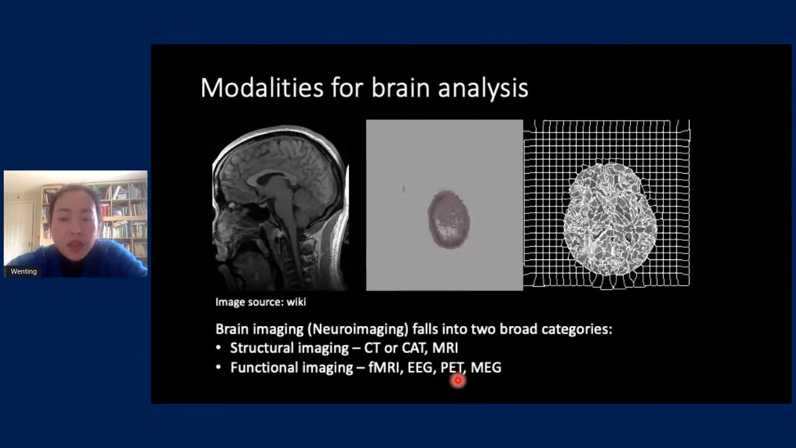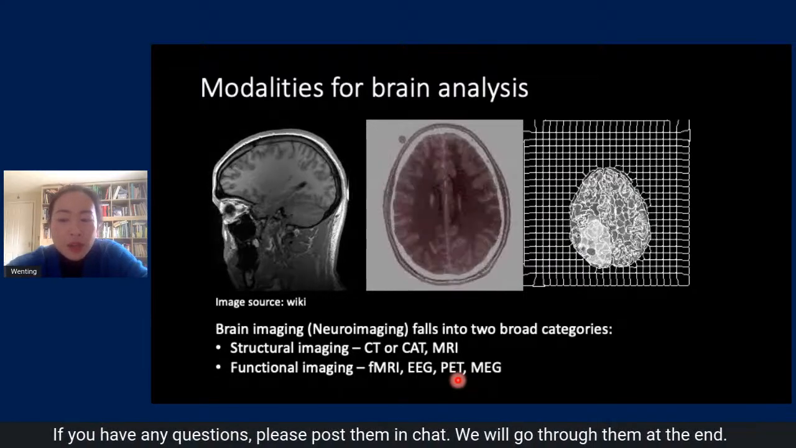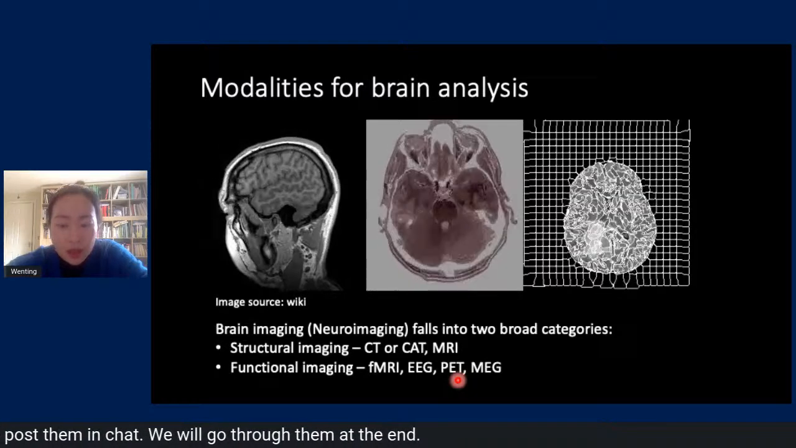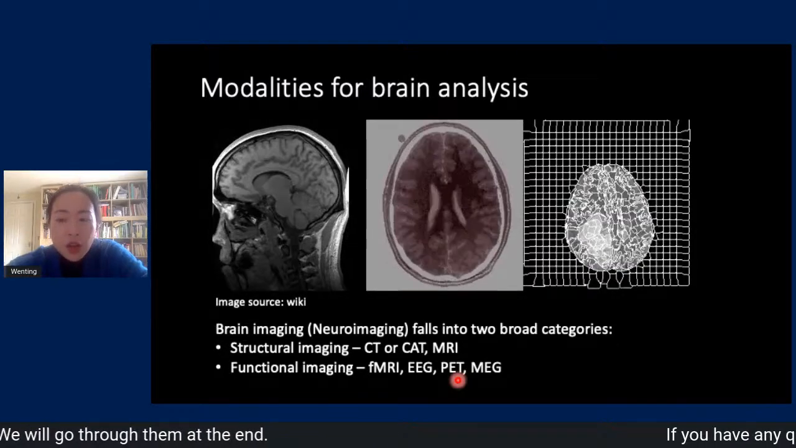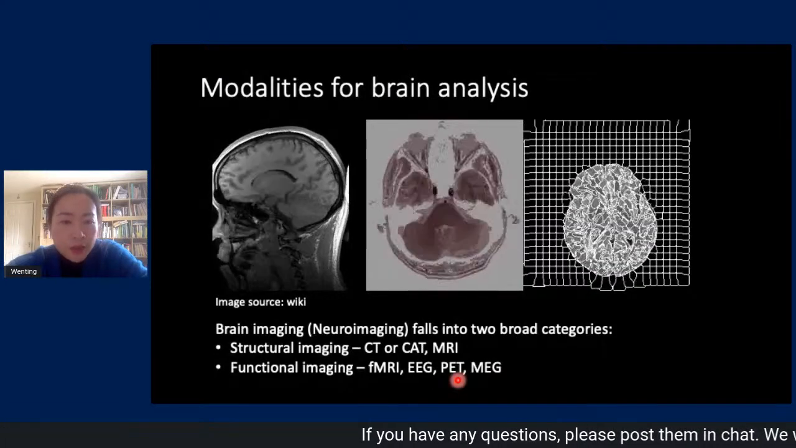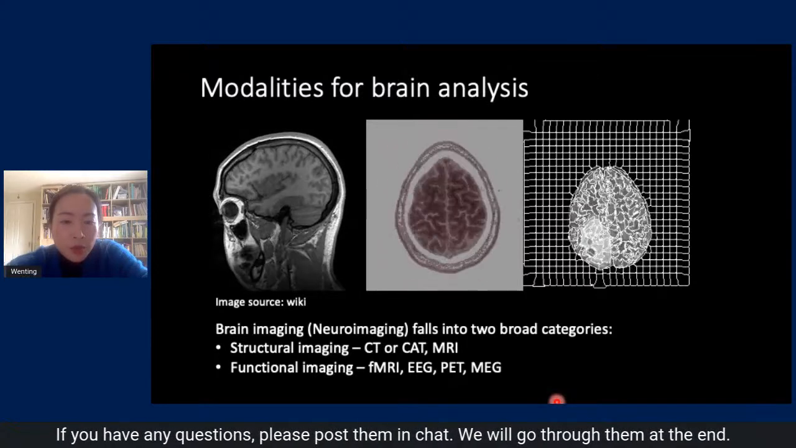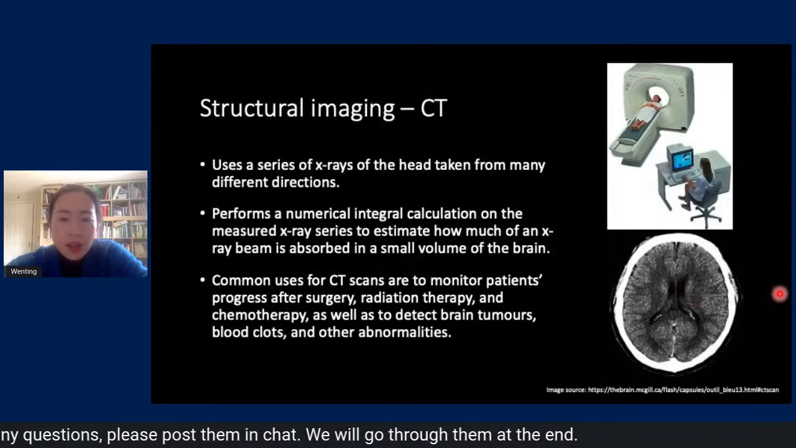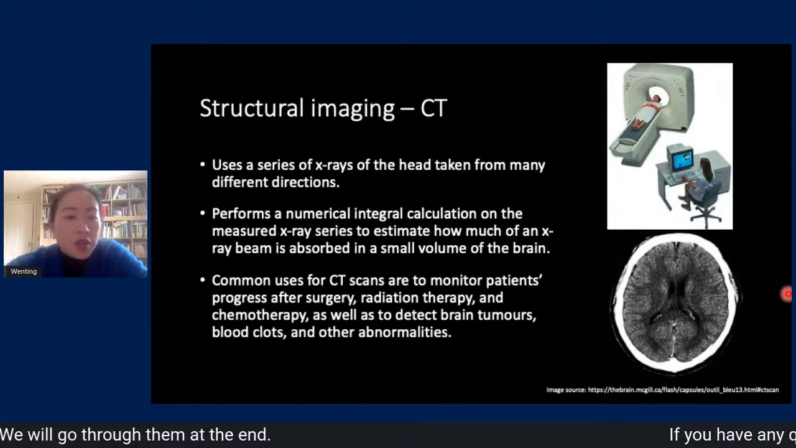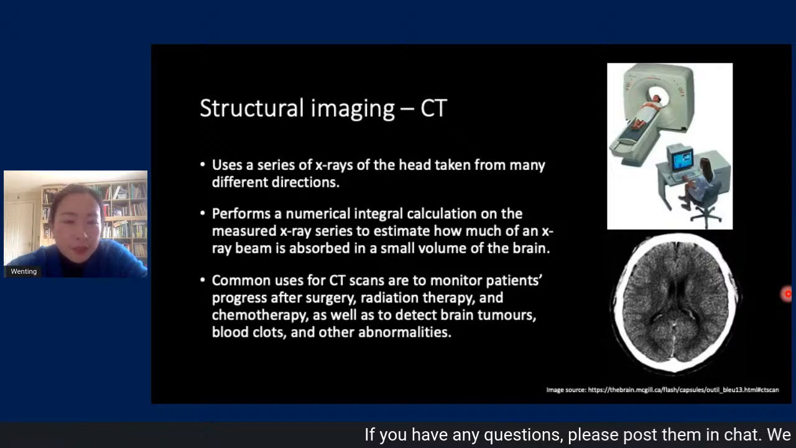Very often, a structural imaging technology may also be used together with a functional imaging technology to better examine the anatomy and the functioning of a particular area of the brain in a particular individual. Next, we will discuss each type of modality individually and look at how they are used. The first one is structural imaging, the computerized tomography, also called CT.